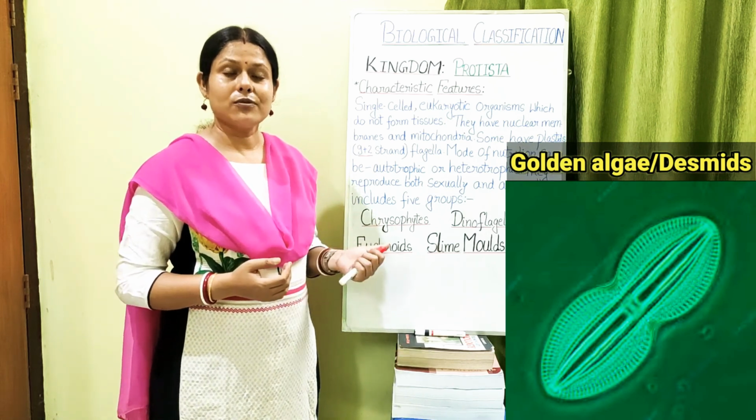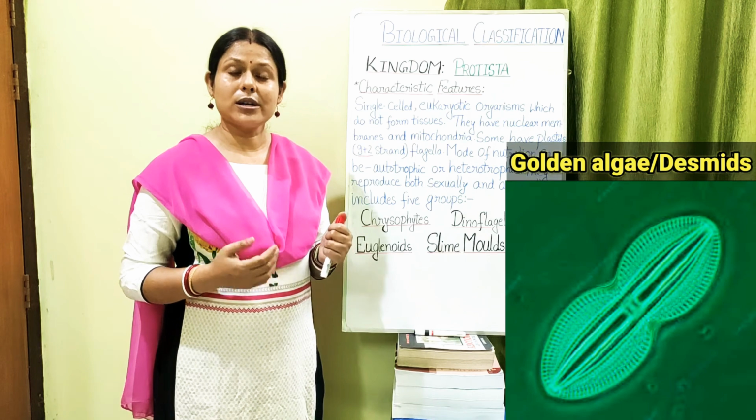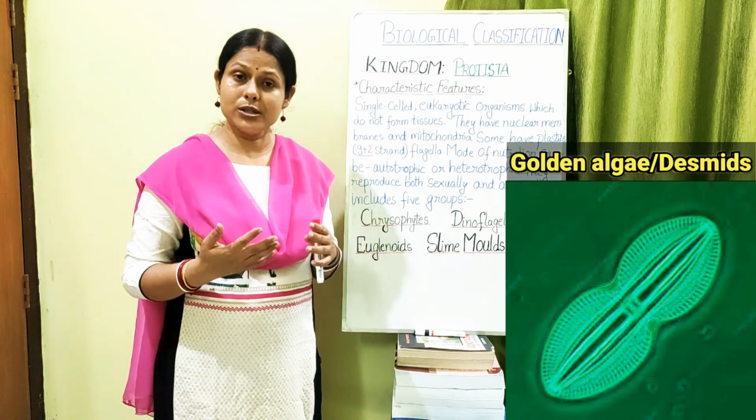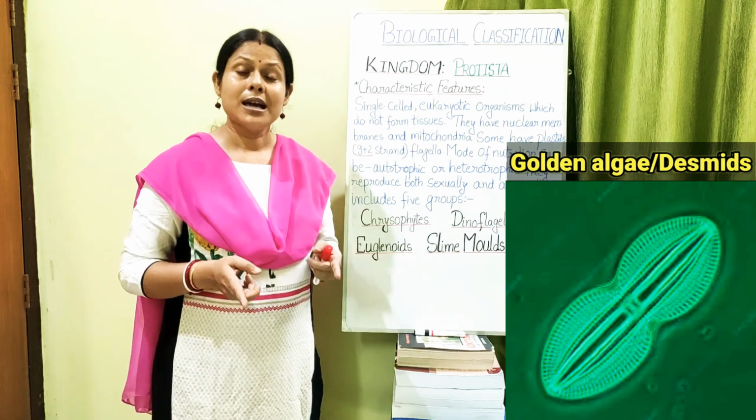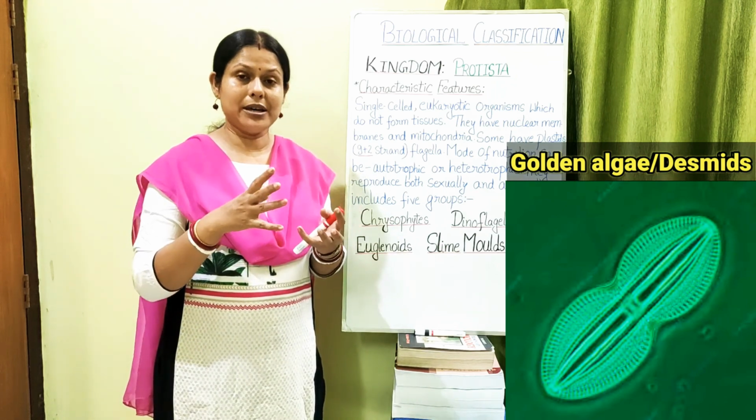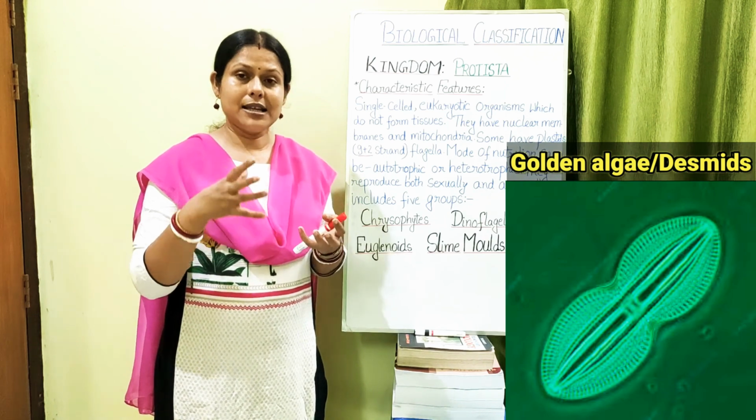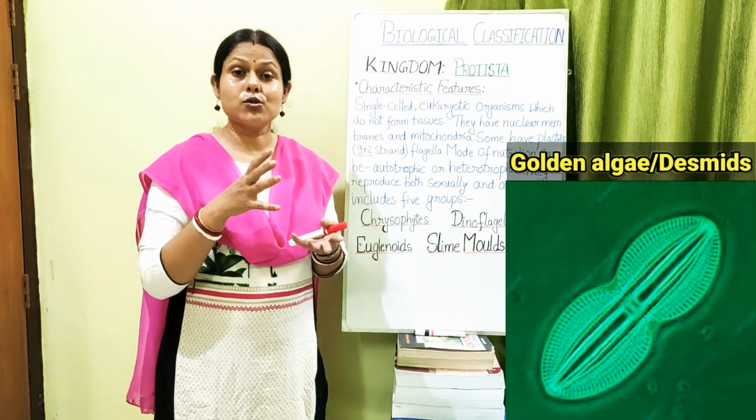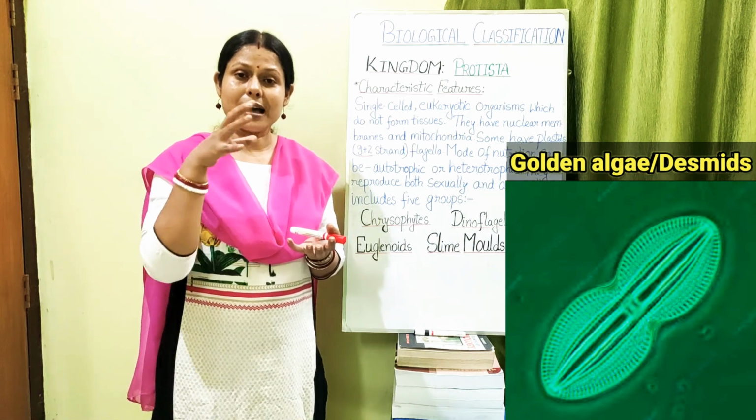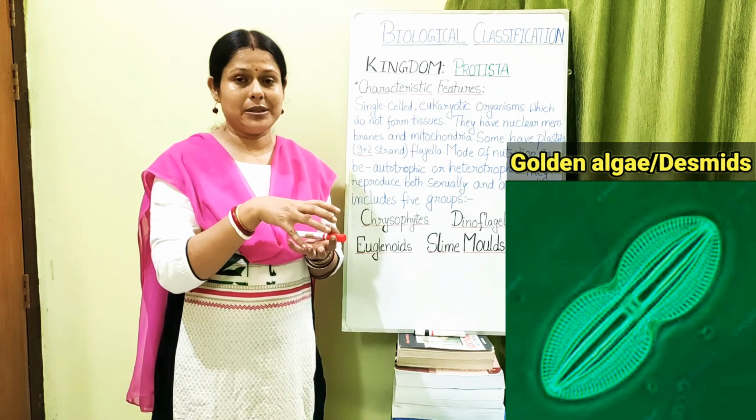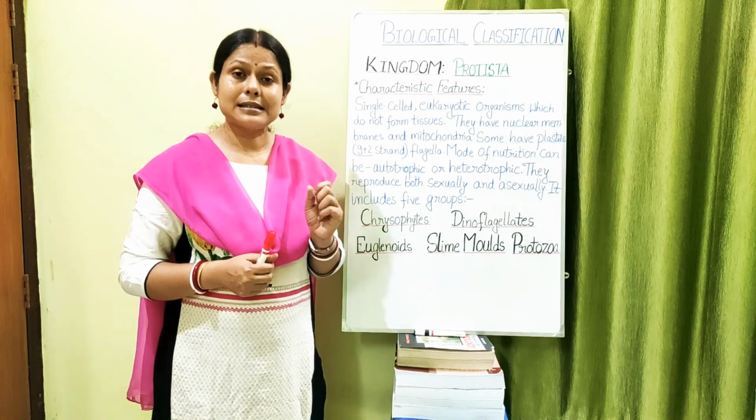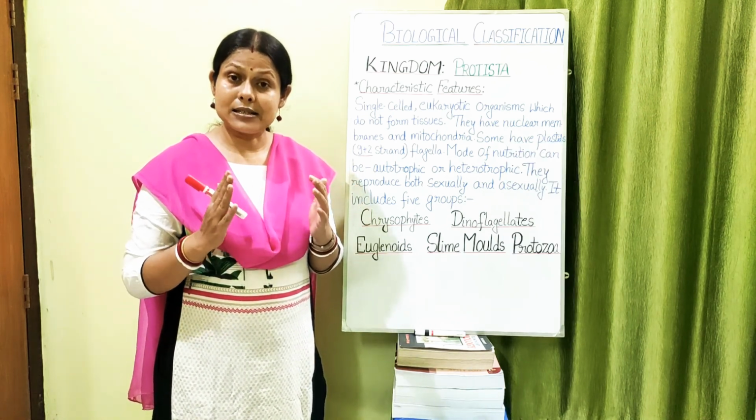Okay, so chrysophytes, golden algae or desmids. The characteristic feature of these organisms is that they are unicellular. They have a cell wall, and the cell wall is peculiar in the sense that they have 2 overlapping shells, and they just fit into each other like a soap box. The lower one is called the hypotheca and the upper one is called the epitheca. So this is the characteristic feature. The cell wall is deposited with silica and it is indestructible.